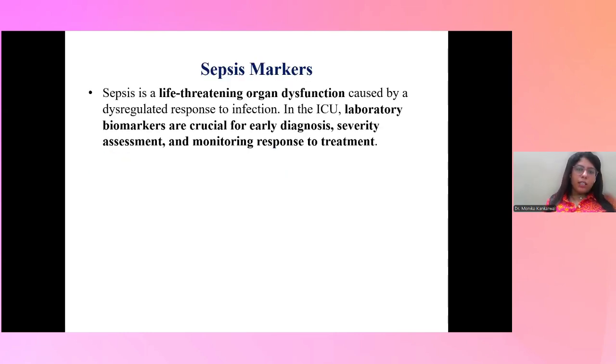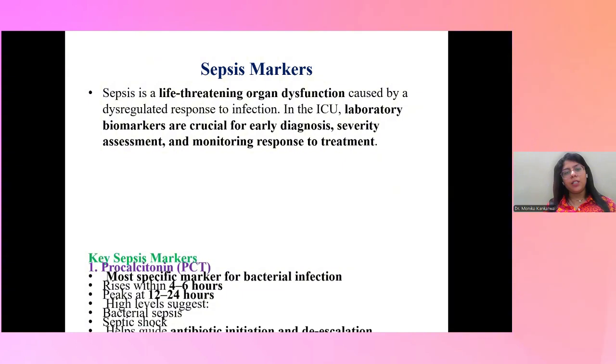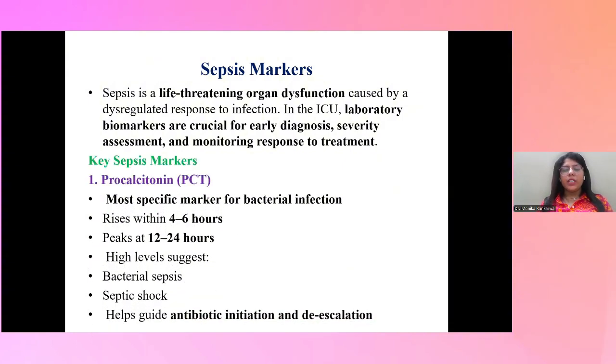Now, the next lab investigation, which is very important and vital to consider in the ICU setting, is the sepsis marker. As we know, sepsis is a life-threatening organ dysfunction caused by a dysregulated response to infection. And in ICU, laboratory biomarkers are very crucial for early diagnosis, severity assessment, and monitoring response to treatment. So the key sepsis markers are procalcitonin.